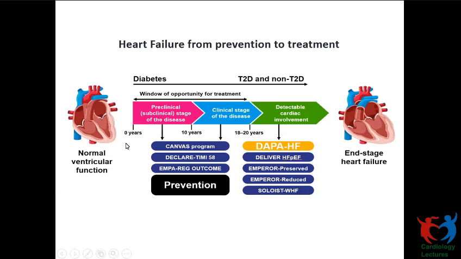So from prevention to treatment of heart failure in diabetes, you can start specific anti-diabetic treatment like SGLT2 inhibitors in the preclinical stage of the disease, the clinical stage, and advanced heart failure. We have dapagliflozin in advanced heart failure therapy. We are going to talk about all these areas, this green area, and how SGLT2 inhibitors improve survival, symptoms and kidney status.